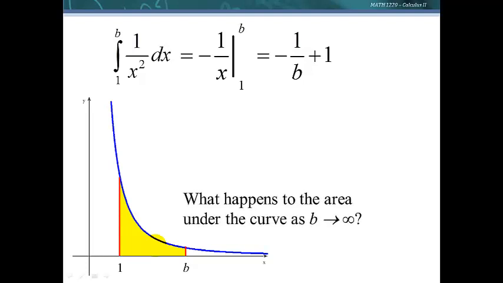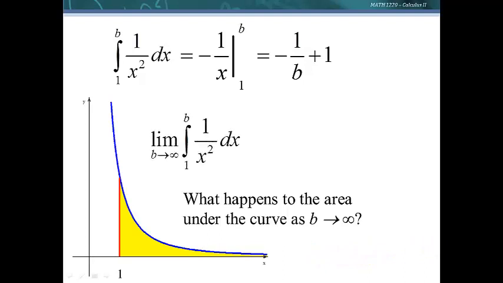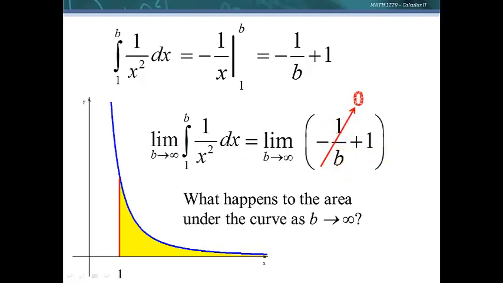But what happens to the area under the curve as b goes to infinity? We're going larger and larger, and if we want to go to infinity, we could take the limit as b approaches infinity of the integral from 1 to b of 1 over x squared dx, which we had already computed. Now if we apply the limit, the numerator is fixed at 1 and the denominator is becoming larger and larger, so that fraction goes to 0, and so this limit equals 1. Therefore this integral equals 1.